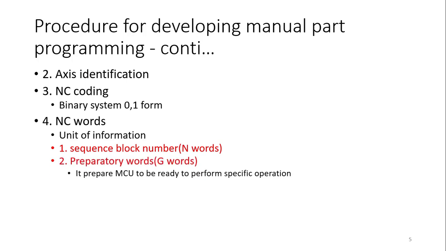Fine. The next is preparatory code, which is called G words. Preparatory code means it prepares the MCU to be ready to perform a specific operation. Whenever you need to start, you need to get ready. So G codes always make the machine ready to perform any function. So it is denoted as G code.